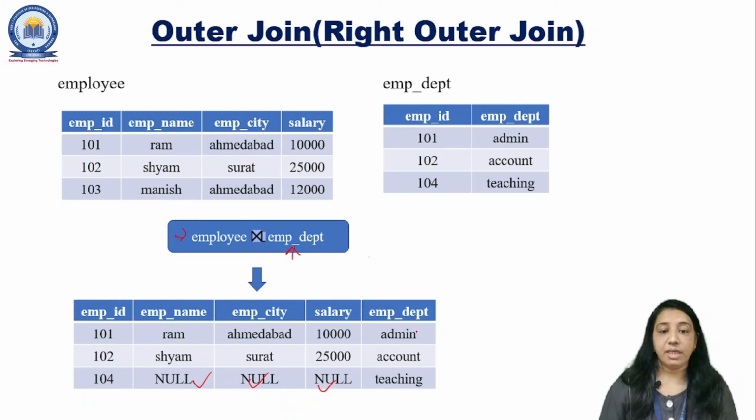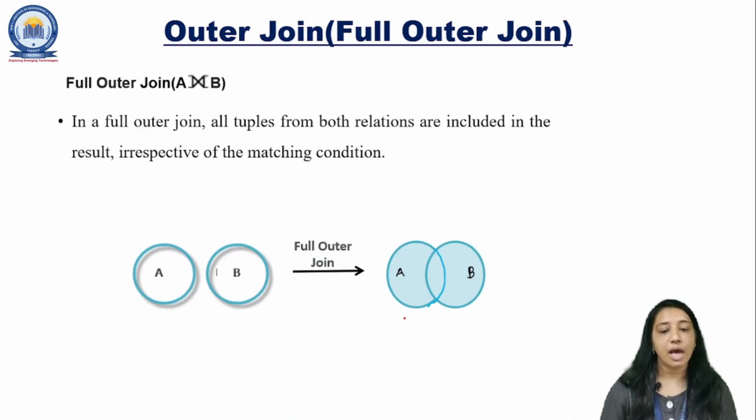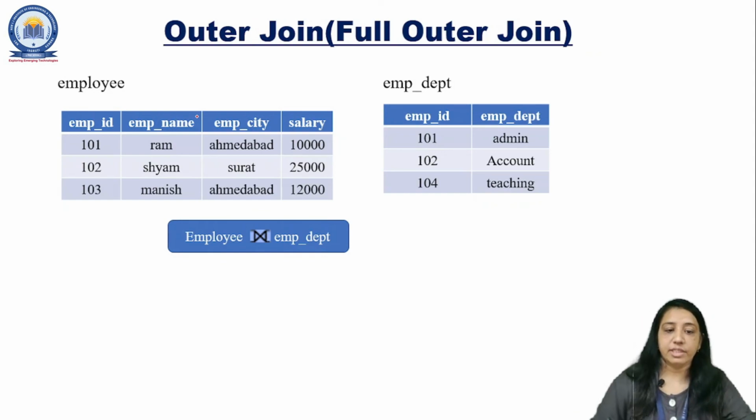Now, if we go for left, then some data of the right will be skipped. If we go for the right outer join, then some data of the left is going to be skipped. So now there is another option for you, that is the full outer join. Full outer join means that if we do the join, then whatever data is in the left table and the right, both are going to be there. And if there is no matching in the respective table, then those values are going to be filled with null.